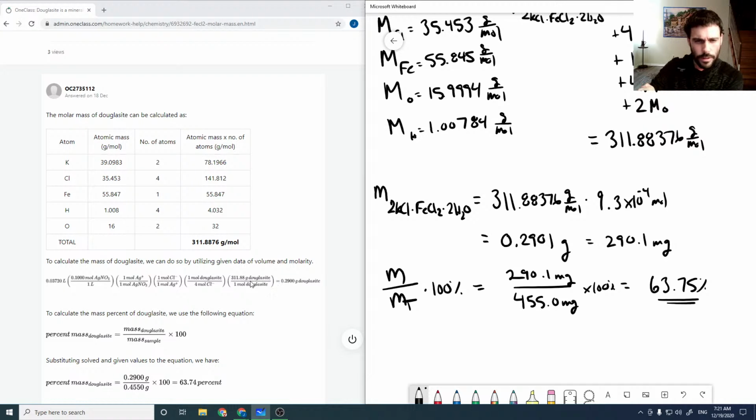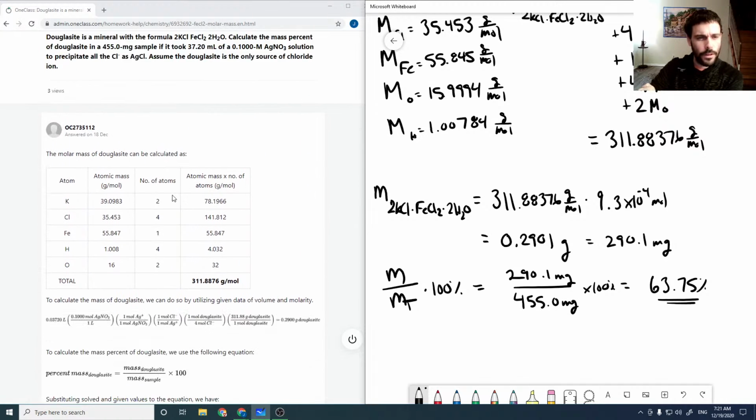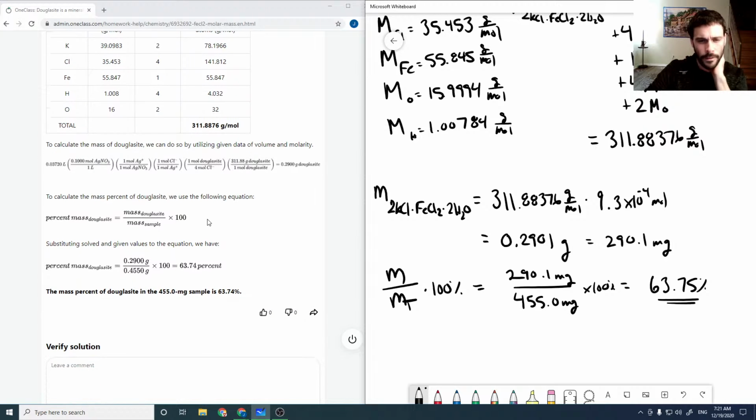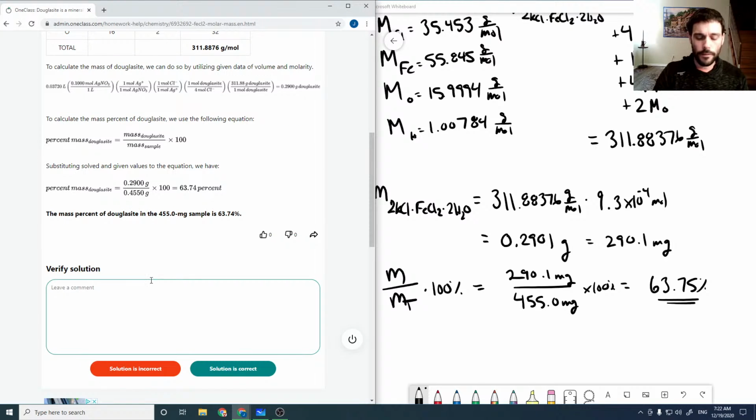So it comes out to 0.29 grams. I don't see where they solved for the moles, but I guess that's okay. Oh, okay. Yeah, they just put it all together. So yeah, there's the 1/4, and there's all the stuff. So they just put it all in one line, and it comes up to 63.75. So that looks good. We're 0.01% different, but I assume that's just from different molar masses.